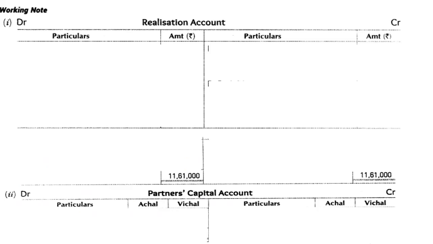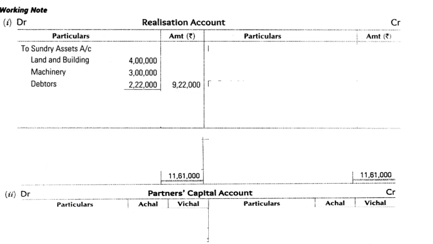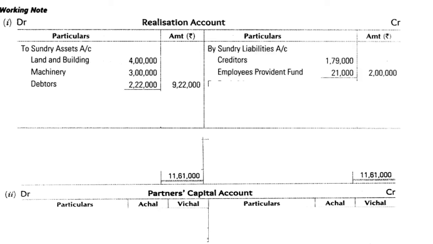Now first we will prepare realization account. While preparing realization account, first we will transfer all types of assets in realization account debit side with their existing book value. It means balance sheet से directly उठ के यहाँ पे आ जाएगा. Now after that we will transfer all types of liabilities on credit side again at their book value. Creditors are of rupees 1,79,000, employee provident fund of rupees 21,000. In total we will write 2 lakh.